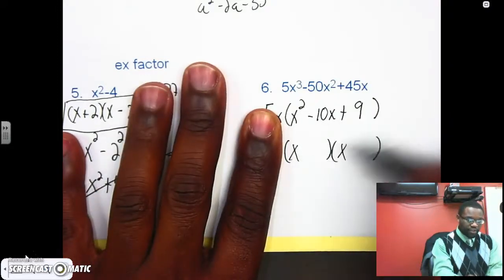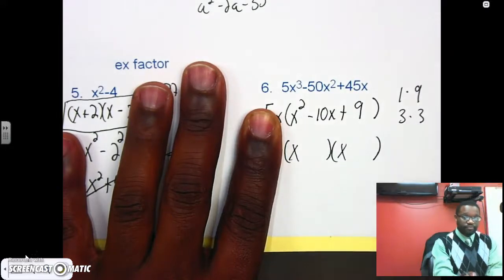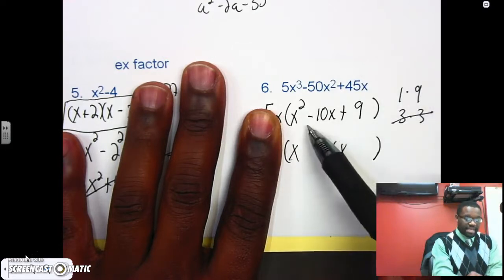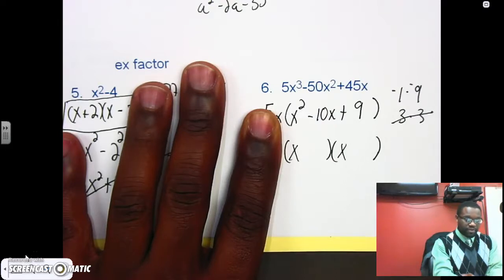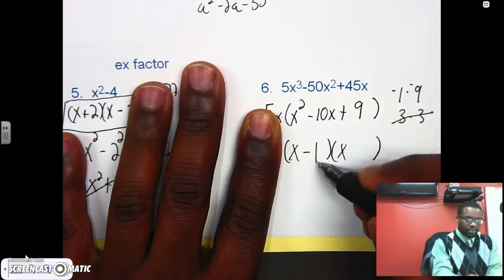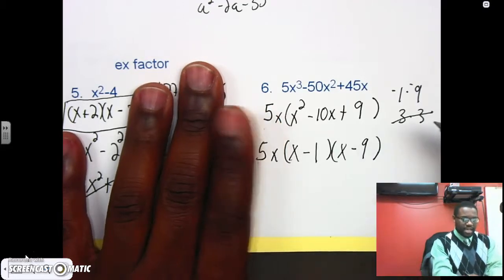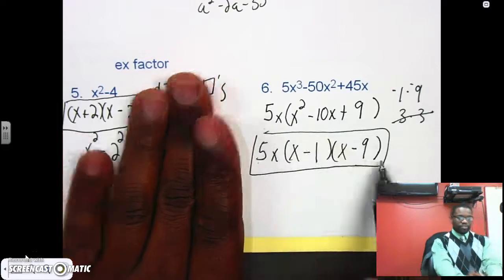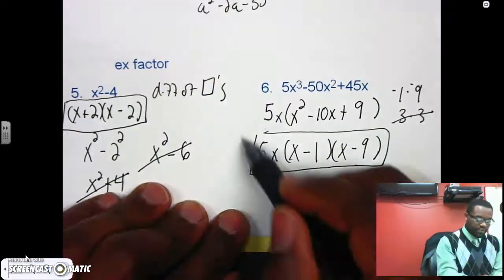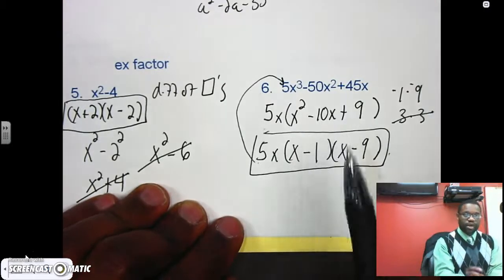Now what goes here? Well, the factors of 9 are 1 and 9 and 3 and 3. The only way I'm going to get a 10 is out of these two, and it has to be a negative 10. So how do I make a negative 10? Both of those have to be negative numbers, so minus 1 and minus 9. So the way this breaks down is all 3 of these pieces multiply together to give you this original problem. This is the factored version of our original problem.